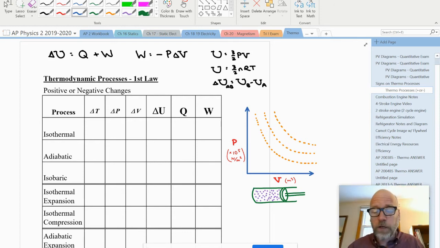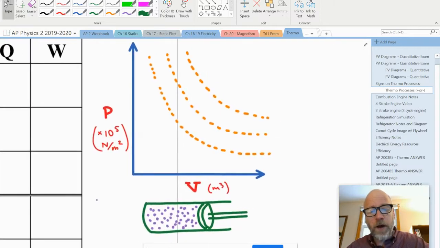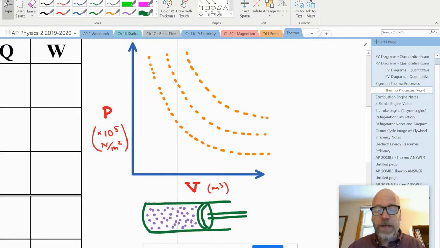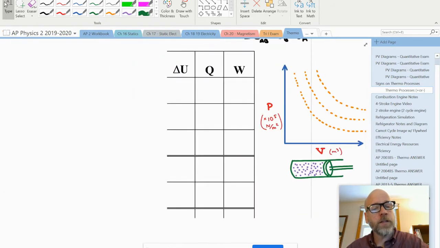Now, I also drew in a picture of a PV diagram with isotherms. And the key is underneath that volume axis to picture a piston. If you picture a piston, when it goes to the right, the gas would be expanding and pushing out on something. When it's compressed, the piston would move to the left, and something would have to be compressing it. All right, cool. Let's look at the signs.